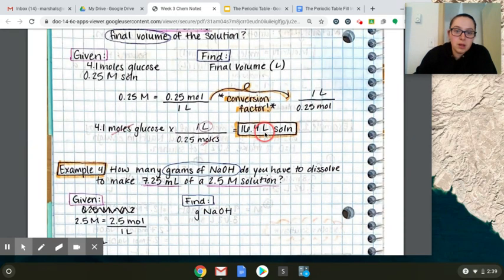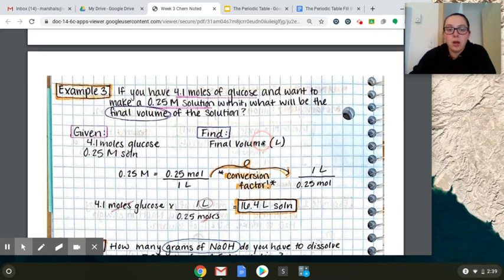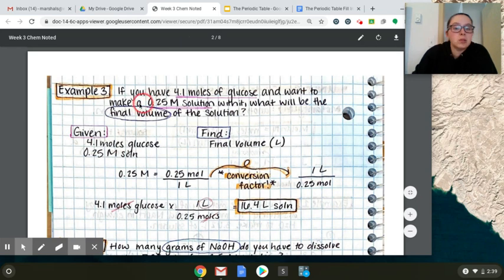example. Now, our first two examples focused on how to find molarity. Now our next examples are going to focus on how to use molarity to help us. So example number 3, if you have 4.1 moles of glucose and want to make a 0.25 molar solution with it, what will be the final volume of the solution? Okay, so same thing. I'm reading through. I'm given a lot of things. I have to find one thing. I'm given 4.1 moles of glucose. I'm given 0.25 molar solution. I need to know what the final volume should be.